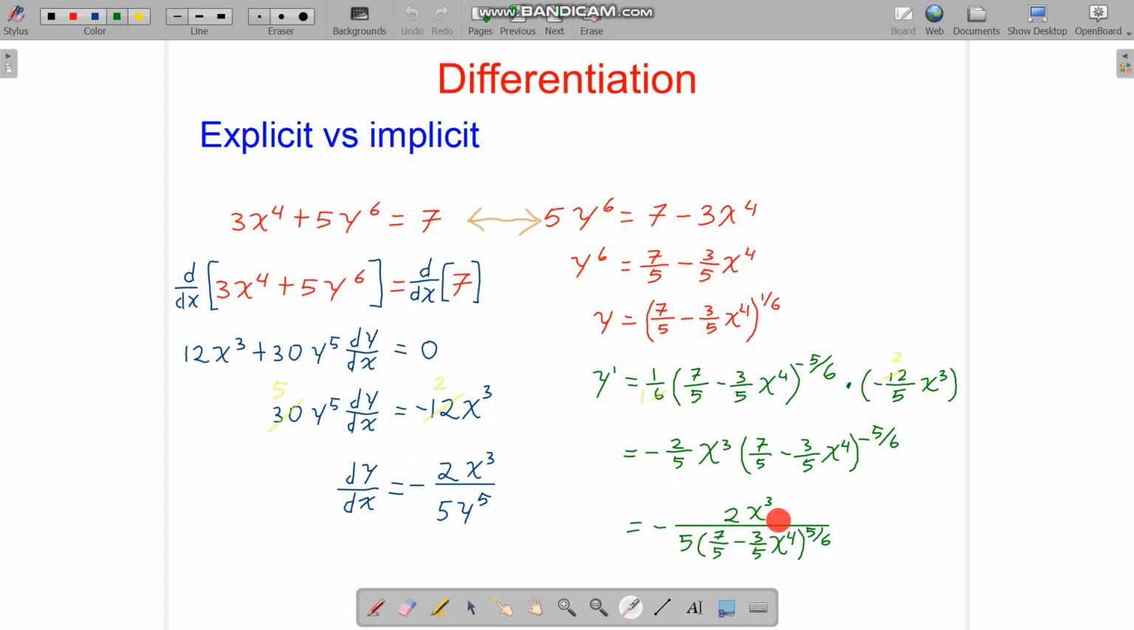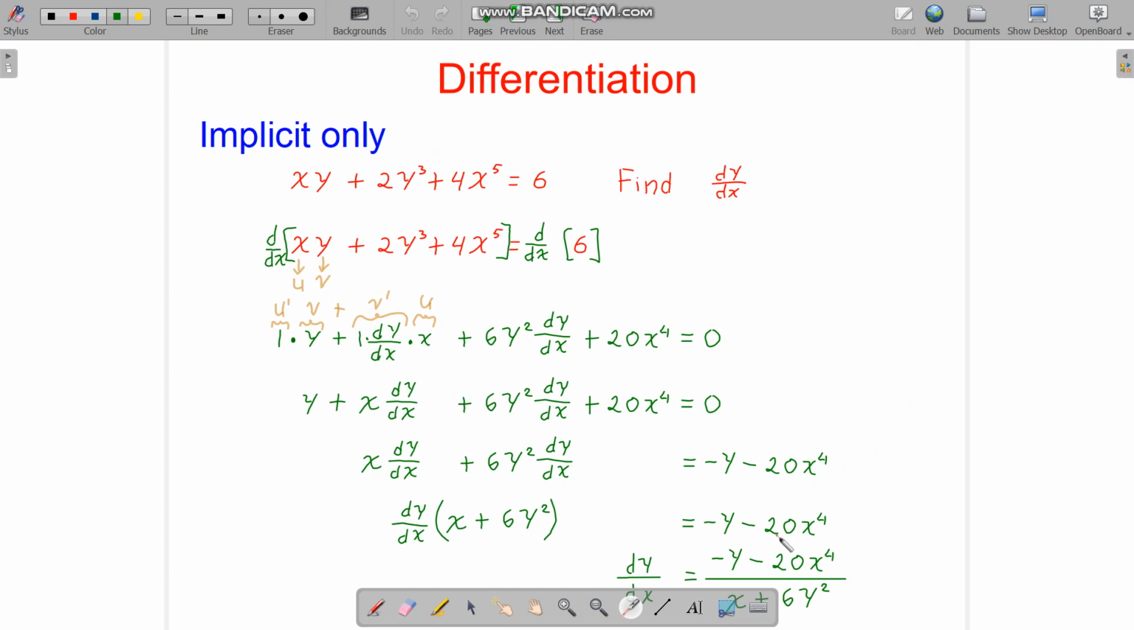Now in case you're wondering, this is the dy/dx or the y prime, and this is also the dy/dx or the y prime. They look different, but actually they are exactly the same, because remember y equals this. So if you replace this y with (7/5 minus 2/5 x to the power 4) all to the power 1/6, you will get exactly the same result. They are exactly the same.